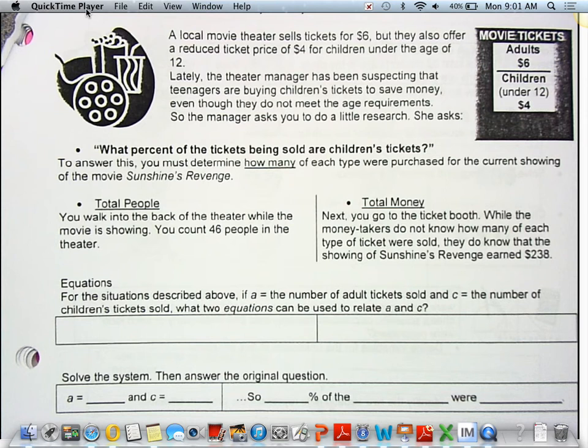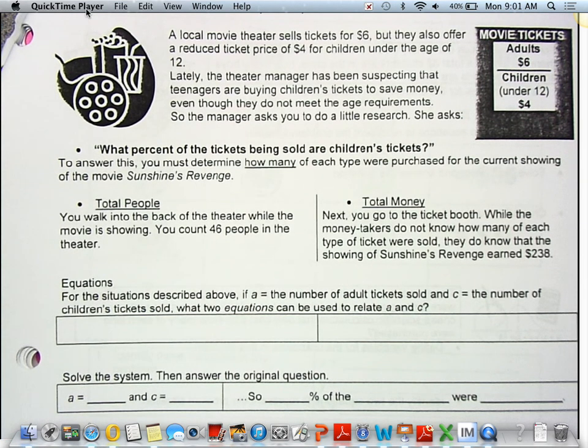For the situation described above, if A is the number of adult tickets and C is the number of children's tickets sold, what two equations could be used to relate A and C? So we need two equations, one about total people and one about the total money, and we have adult tickets and children's tickets. How much are adult tickets? $6.